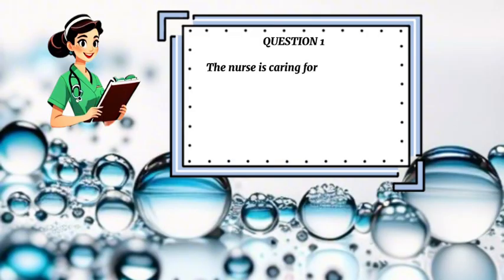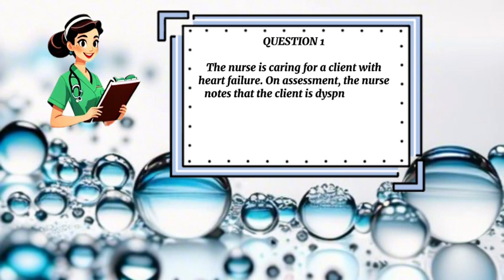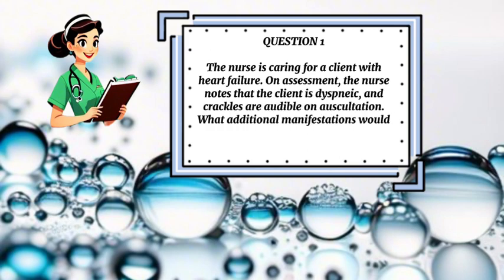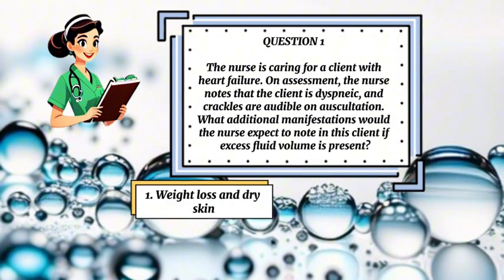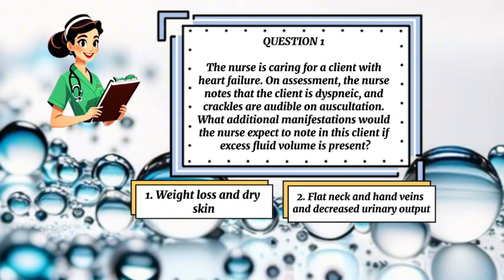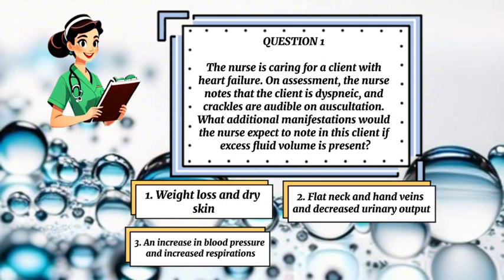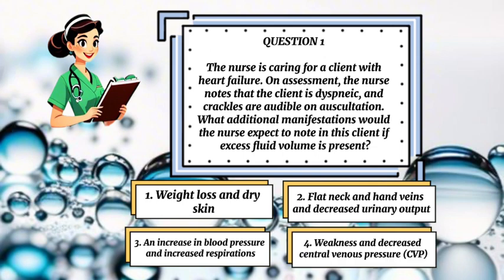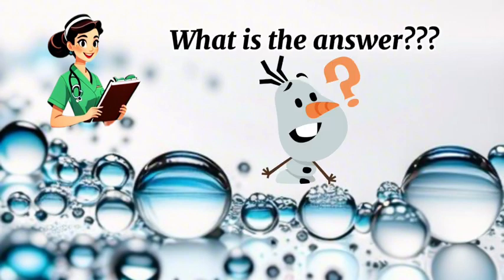The nurse is caring for a client with heart failure. On assessment, the nurse notes that the client is dyspneic, and crackles are audible on auscultation. What additional manifestations would the nurse expect to note in this client if excess fluid volume is present? 1. Weight loss and dry skin. 2. Flat neck and hand veins, and decreased urinary output. 3. An increase in blood pressure and increased respirations. 4. Weakness and decreased central venous pressure, CVP. What is the answer?